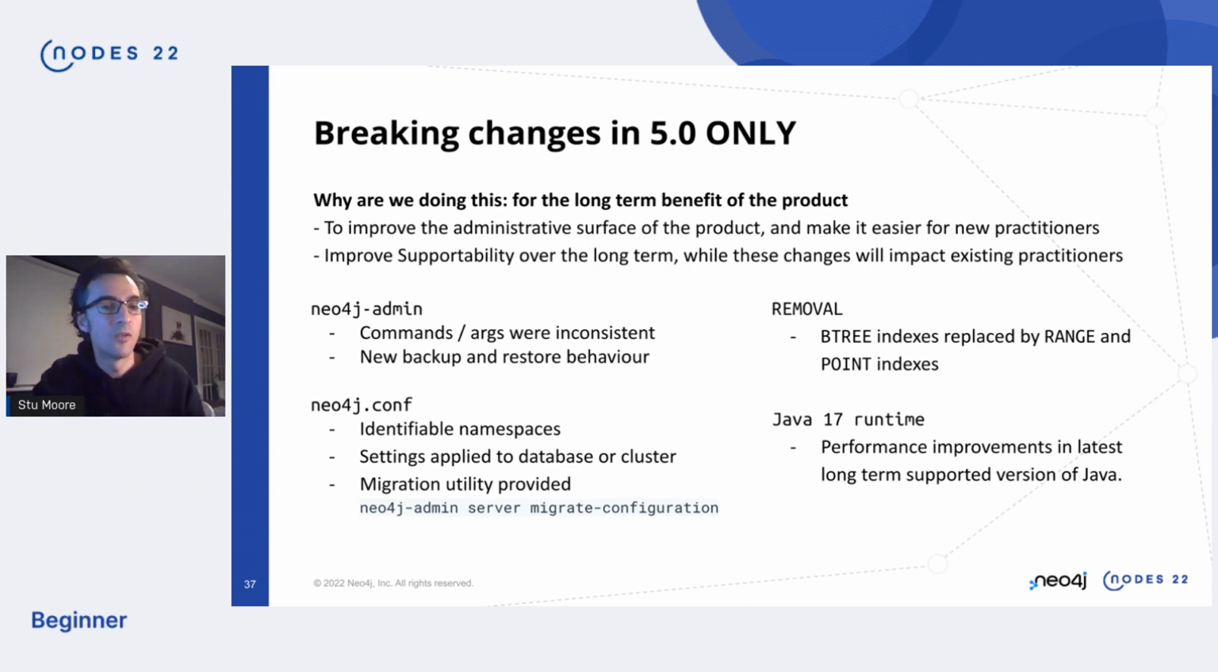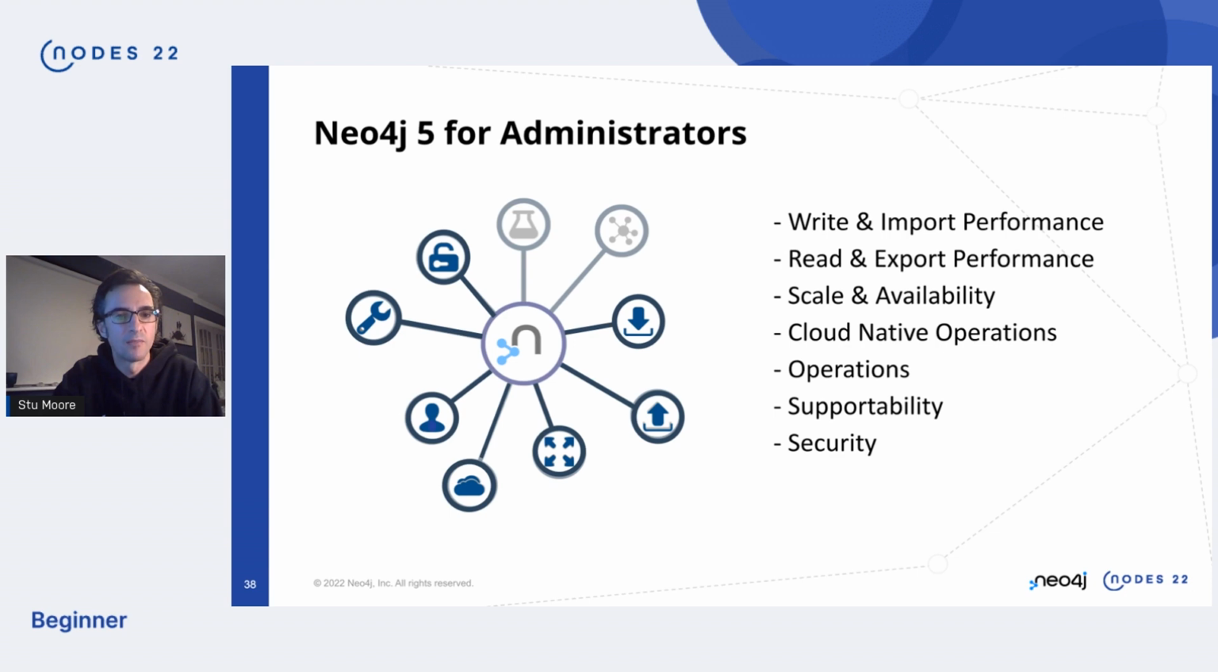It will be tricky for existing customers and users to be familiar with the changes, but the restructuring and reorganization is a big improvement. I've talked about backup and restore. We've given better namespaces within the conf file. And also importantly, we help make sure that the database settings are applied appropriately to the database or the cluster. And Java 17 is now a requirement, up from Java 11 in 4x.